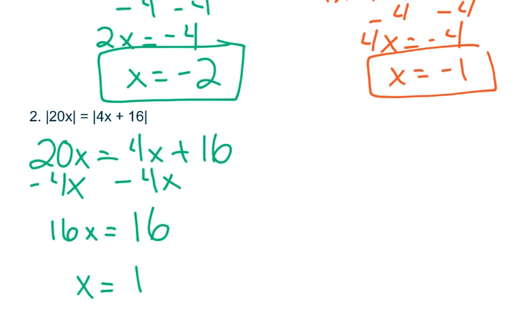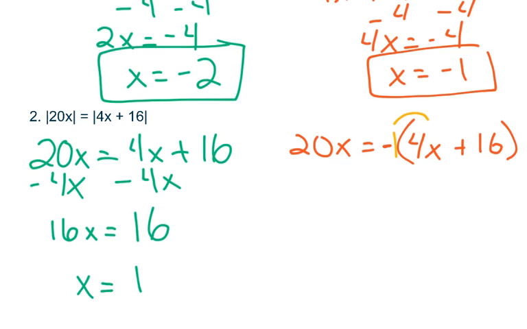The other solution, we drop the brackets. 20x equals. Now we take the right-hand side expression, 4x plus 16, and we're going to put a negative sign in front of the whole thing. Okay? We could almost think of this as a negative 1 in front of it, and we need to distribute to both parts of that expression. So the left-hand side stays 20x. The right-hand side now becomes negative 4x and negative 16.